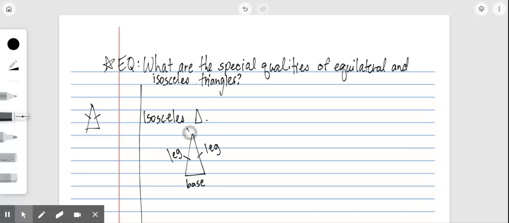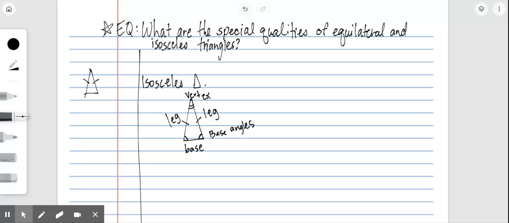And then up at the top, this is called the vertex angle or the vertex. And then down here at the bottom, these two angles are called the base angles because they're attached to the base. Okay. Simple enough. So now we know what each of these angles are called. So I've got legs, I've got the base, I've got base angles, I've got the vertex angle.